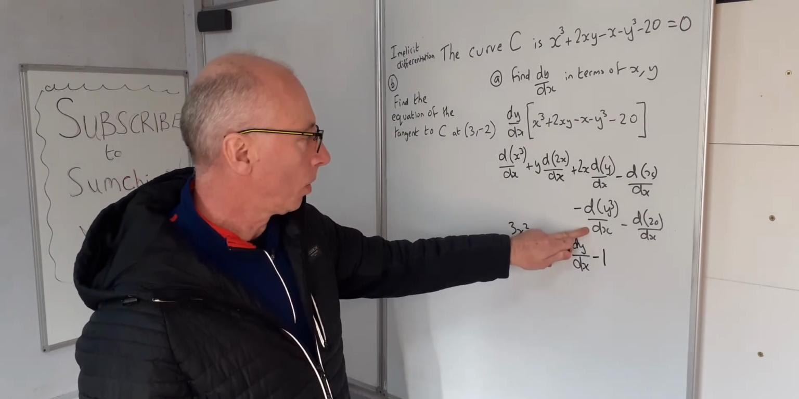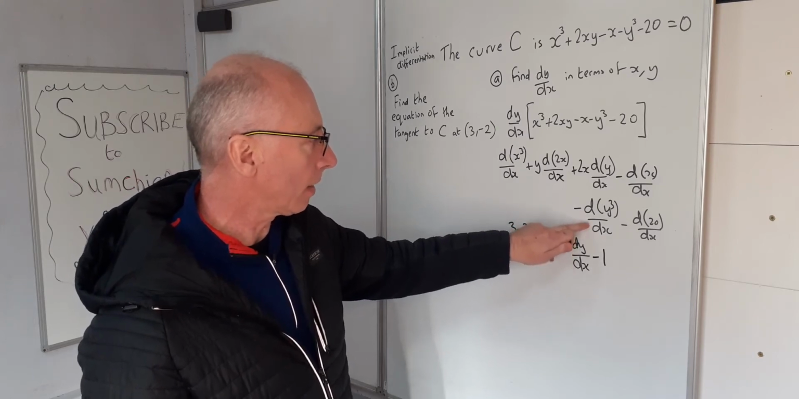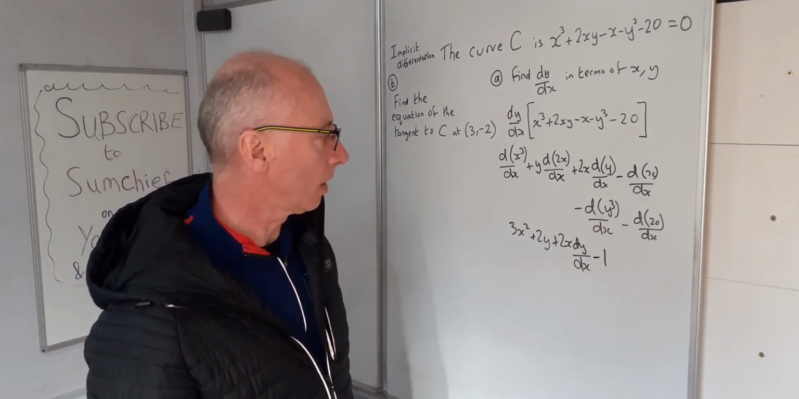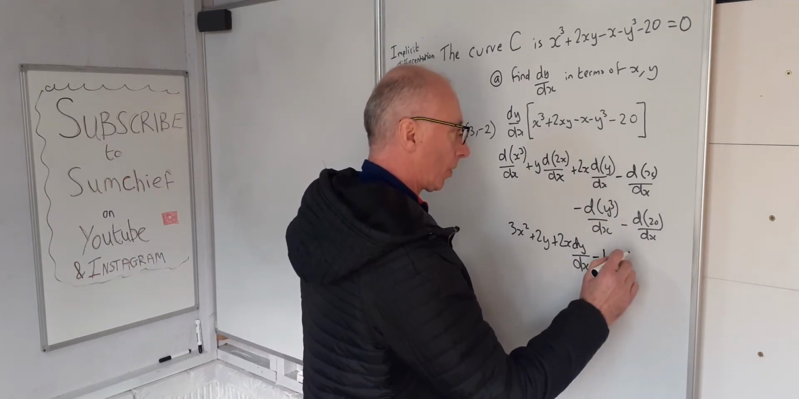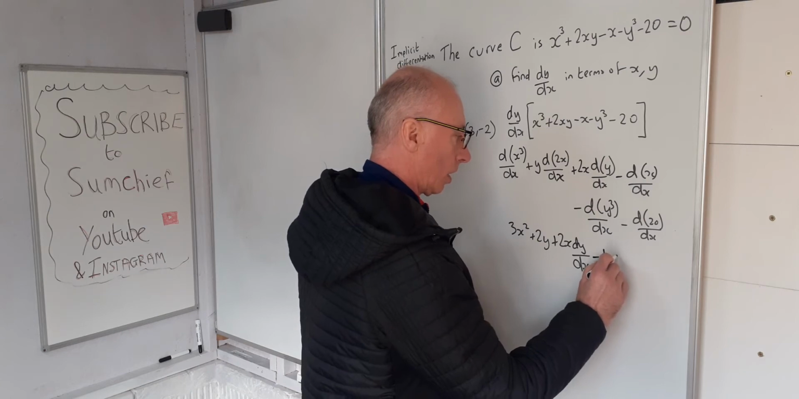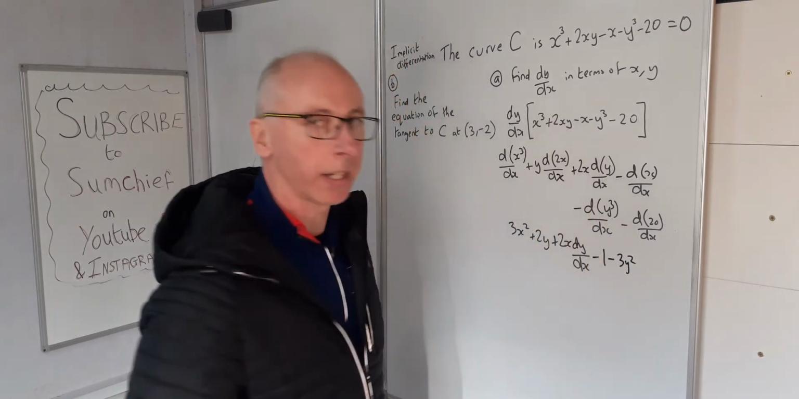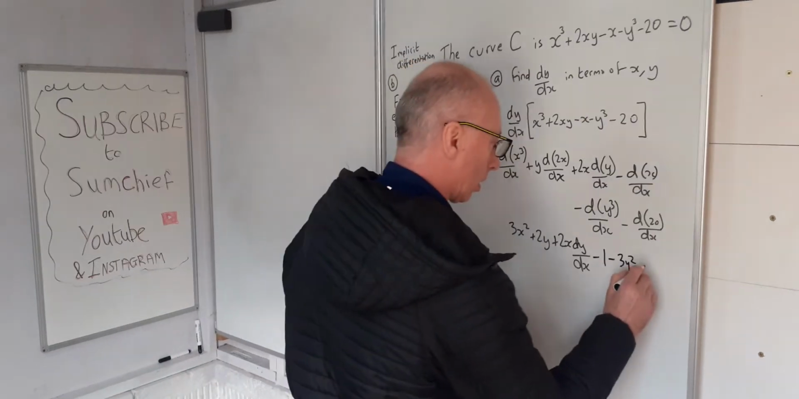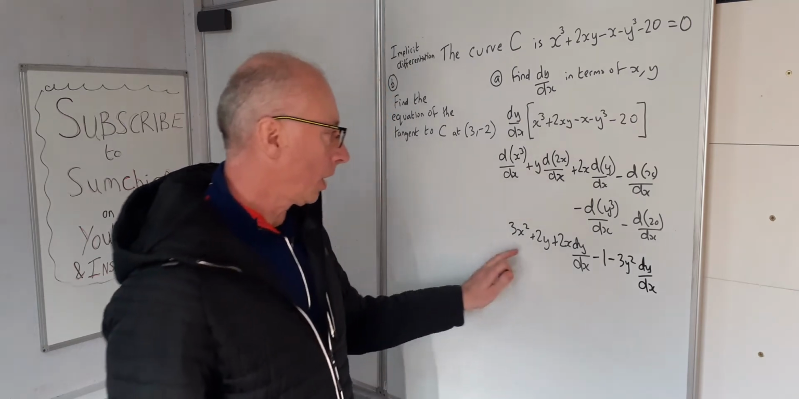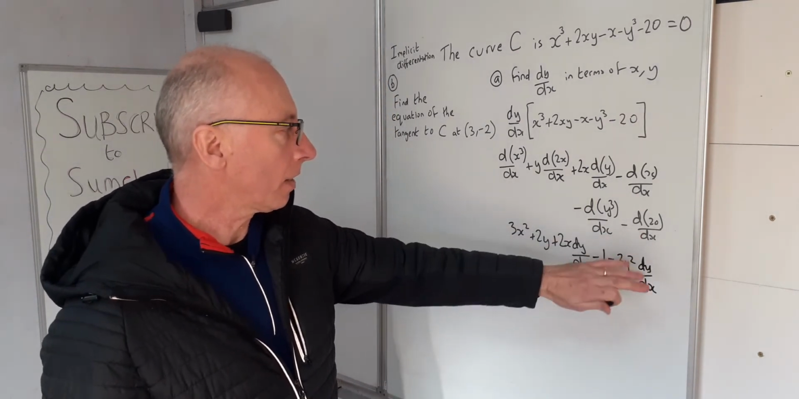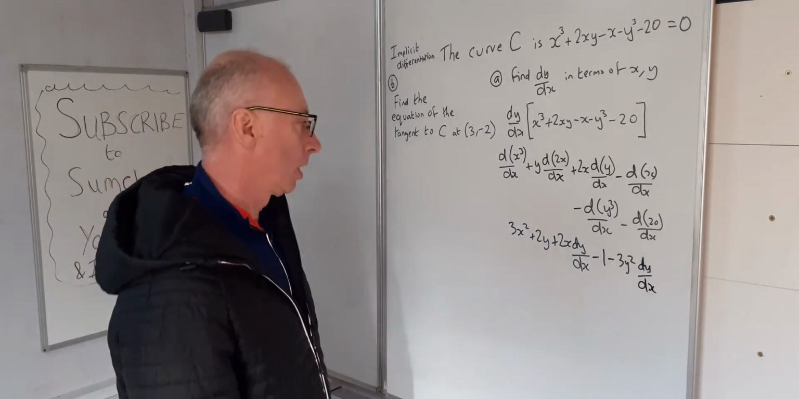Now this one's a little bit more confusing: the derivative of y cubed. How we do this is we take the derivative of y cubed, which is 3y squared, and we leave the dy/dx in there. That takes care of that. Then the derivative of 20 is 0, since it's a constant, so that's all 0.